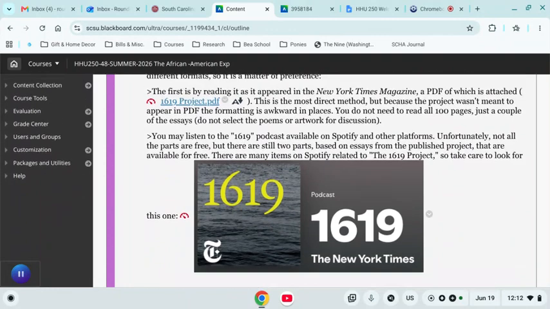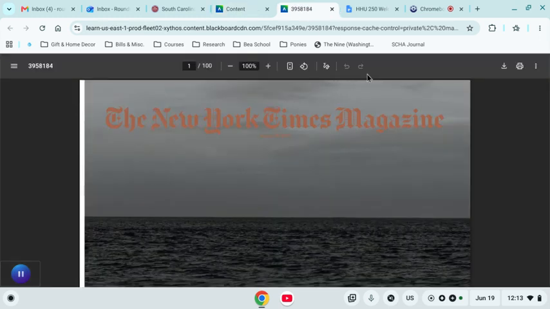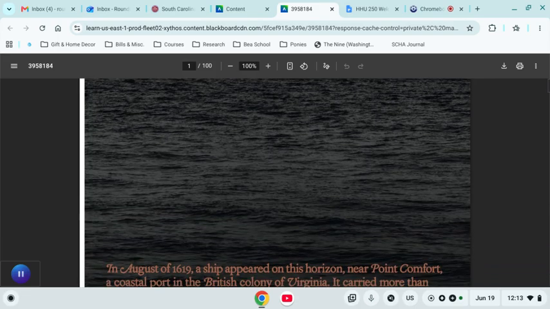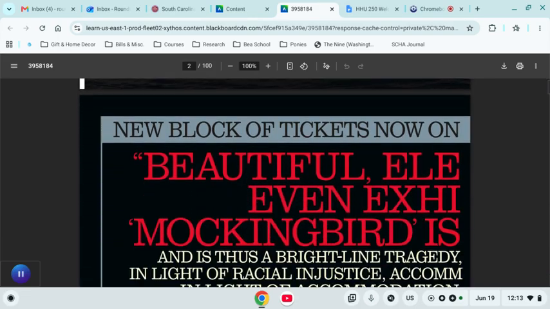But there are three options through which you can access the material. The most direct is by using this PDF, which I have attached to the assignment on Blackboard. This is how the 1619 Project actually appeared in print. And if you click on that PDF, this is a file that opens up. But because this was never meant to appear in a PDF format, it can be a little awkward.